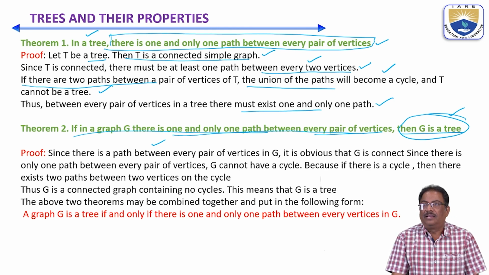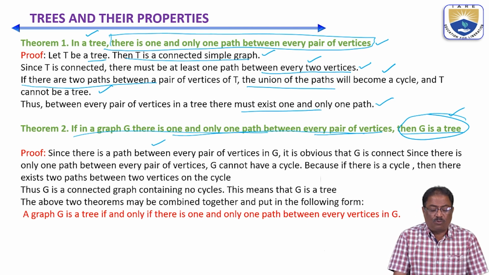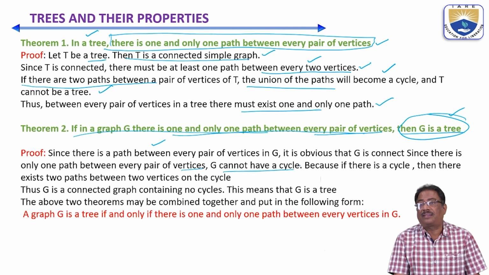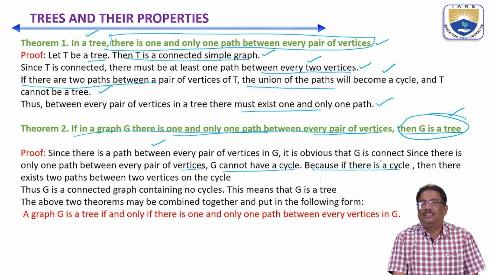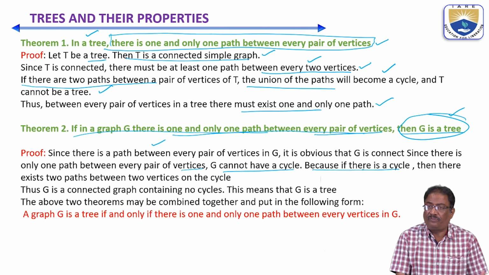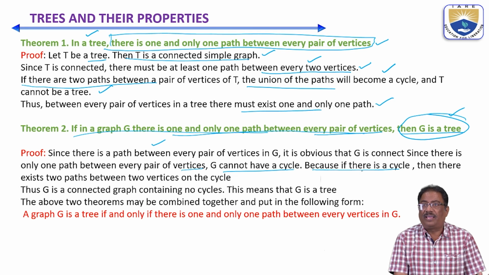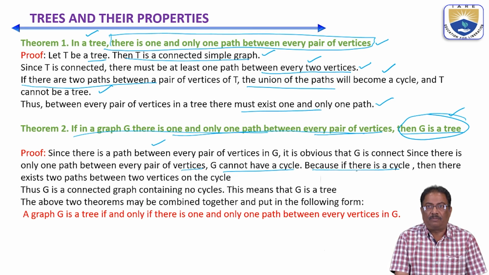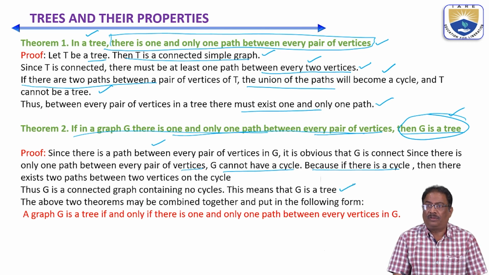Then automatically G is a connected graph. Since there is only one path between every pair of vertices, G cannot have any cycle, because if it had a cycle, then more than one path would exist. So the graph is not having any cycle, and moreover it is connected. So we can say that it is a tree.